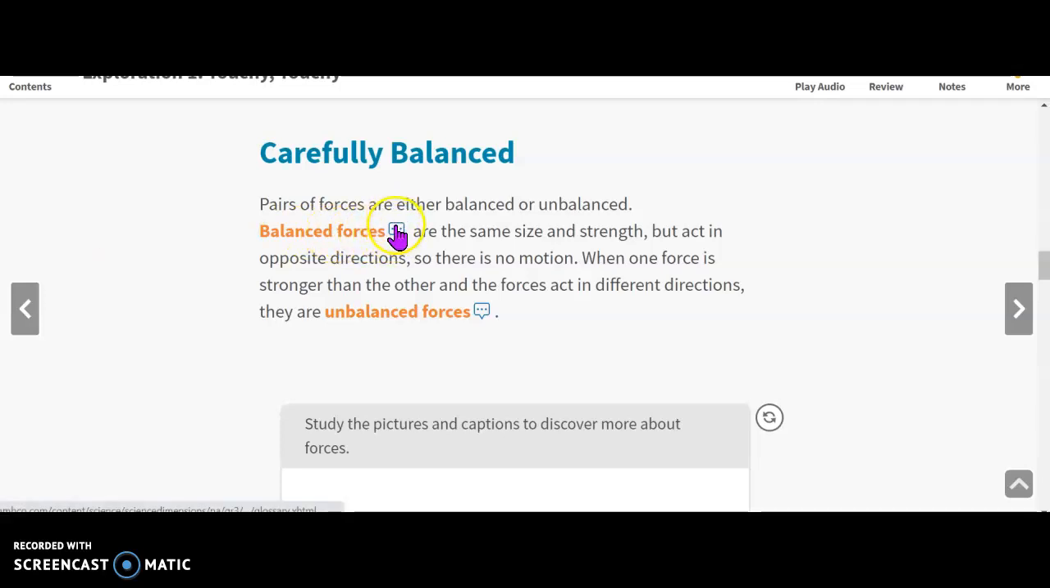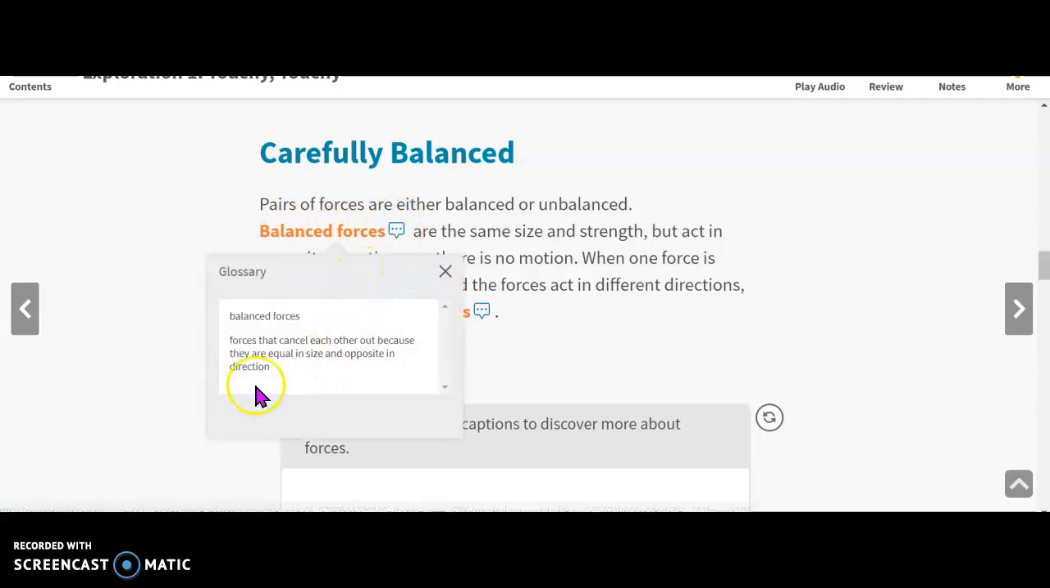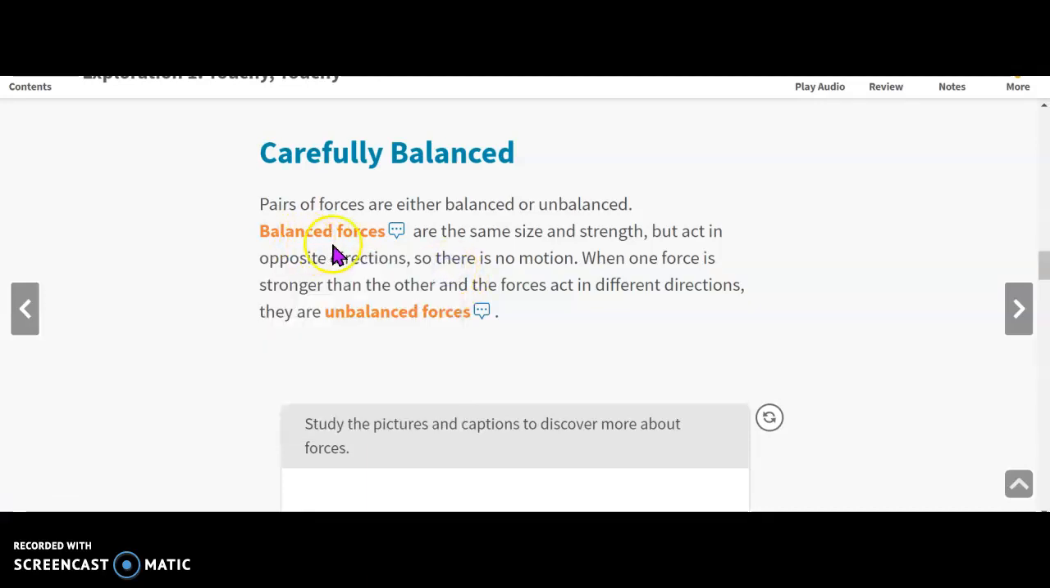Balanced forces, look at this, are forces that cancel each other out because they are equal in size and opposite in direction. So balanced forces are the same size and strength, but act in opposite directions. So there is no motion. They're the same thing happening, the same strength or the same size, and because it's all the same, they cancel each other out. So nothing moves, no motion.